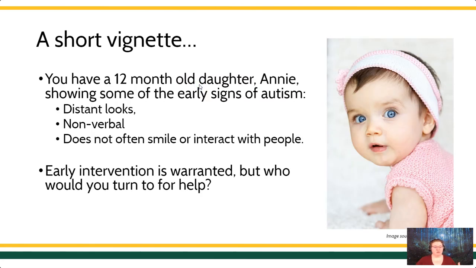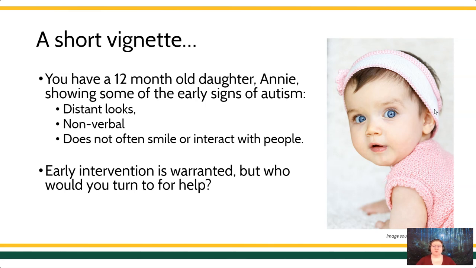Now, imagine, for instance, that you have a child. You have a daughter, 12 months old. You're concerned that there might be some early signs of autism there. And in this particular case, the signs we're looking at are the child's nonverbal, the child doesn't often smile or interact with people, and they have distant looks. So it seems like maybe there's no social connection going on.